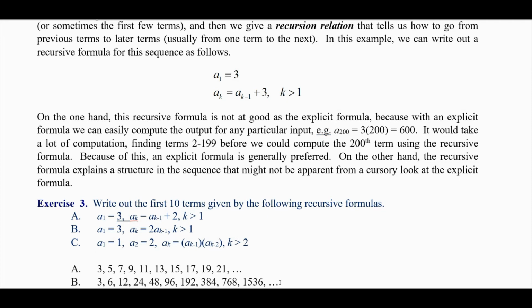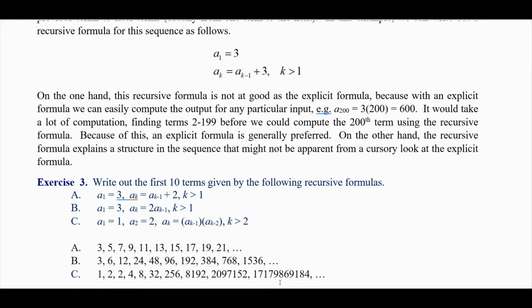Similarly, the second one starts with 3. We do the same each time, but this time it's not adding 2, it's multiplying by 2. 3 times 2 is 6. 6 times 2 is 12. 12 times 2 is 24. 24 times 2 gives us 48. 48 times 2 is 96. Then multiply again by 2 to get 192, then 384, 768, and 1536.